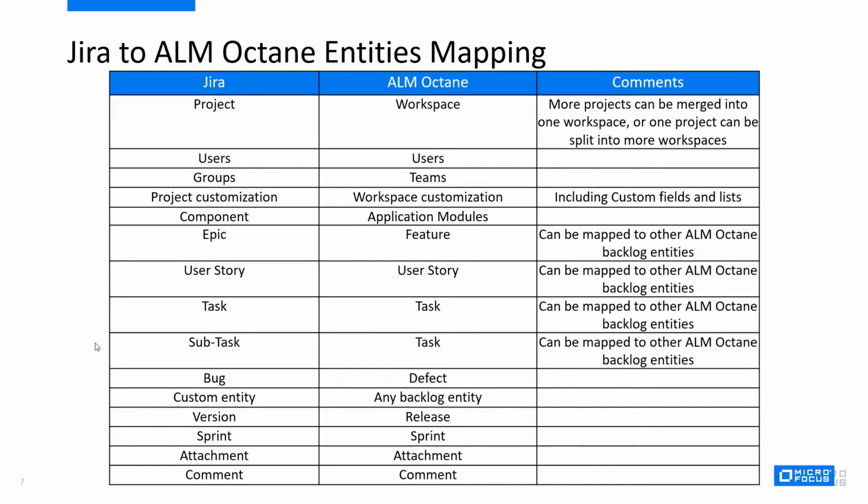And of course, any backlog entity type, even components, can be mapped to other ALM Octane backlog entities. So for example, the components can be configured to be migrated over as a list instead of application modules, and epics to be migrated over as an epic in Octane instead of a feature, and so on. Bugs go over as defects, and custom entities are migrated as any backlog entity as you wish to configure. Versions are migrated over as releases, sprints go to sprints, and of course attachments to attachments and comments to comments.